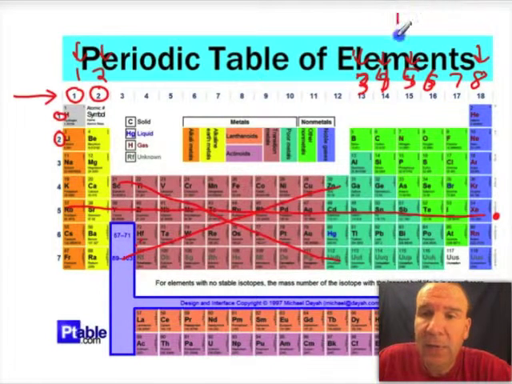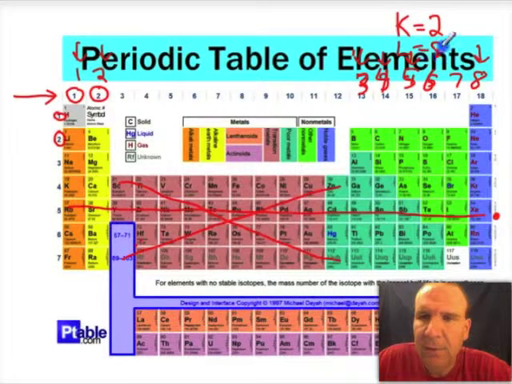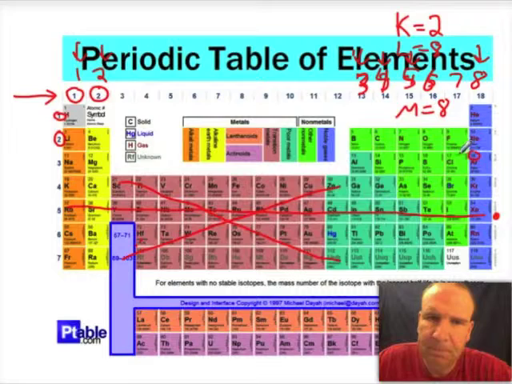And for the K shell, remember, if you have 2 electrons, it's full. The L needs 8, and for the first 18 elements, the M can actually hold 8, and it'll be full. That's why they consider argon to be full.